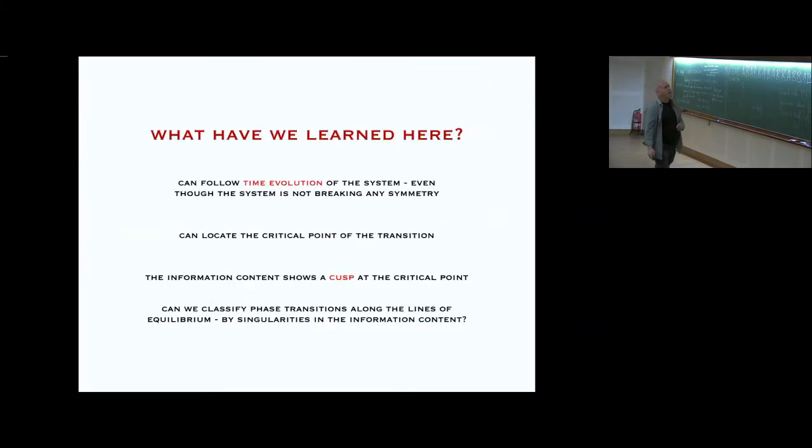So you can follow the time evolution, you can locate the critical point of the transition, you have a cusp at the critical point, which will tell you that maybe you can classify phase transitions out of equilibrium by the nature of the singularity of the information content of the system as you change your control parameter, be it temperature or density or whatever it might be. Absolutely, just like that. Cusp showed up and that's it.